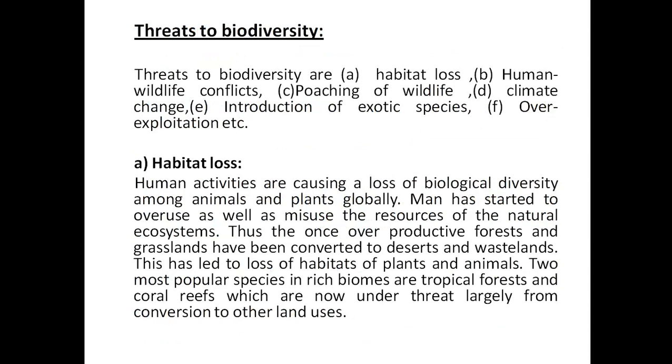Next, we go on to threats to biodiversity. Now, what are the threats that can bring about the depletion of biodiversity? The threats to biodiversity are many, which include habitat loss, human-wildlife conflicts, poaching of wildlife, climate change, introduction of exotic species, overexploitation, etc. However, as this is the truncated syllabus of the university, we will be dealing only with 3: habitat loss, then human-wildlife conflicts, and the third, poaching of wildlife.